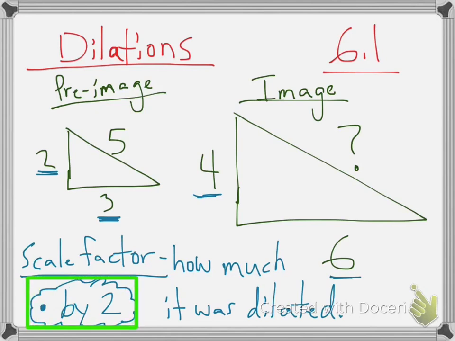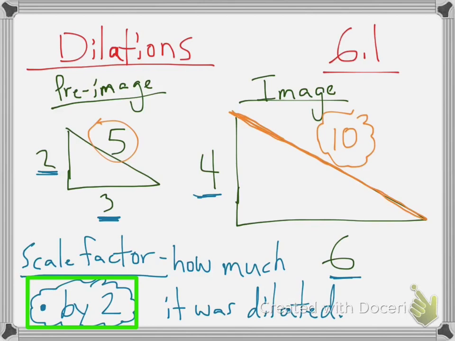All that means is that to get from the pre-image to the image, the before to the after, you would just take all the sides on the pre-image, multiply them by 2, and that would give you the new side on the image. So going back to our question mark now, we know the scale factor is multiplying by 2. If I asked you what this hypotenuse of the image, the after, was, all we would have to do is take this hypotenuse, multiply it by 2, and that would be our answer.